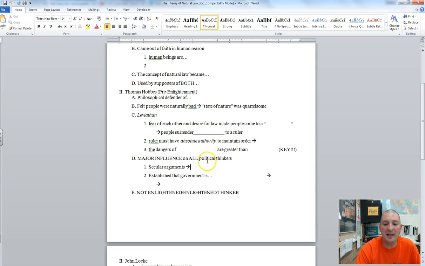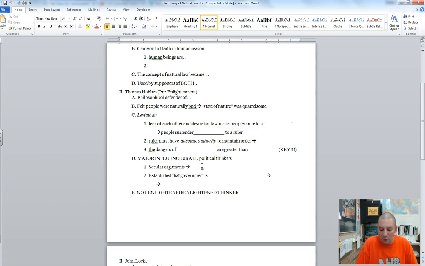And he is going to have a major influence on all political thinkers that come after him, regardless of whether they support democracy, absolutism, constitutionalism, whatever it is. He has an influence on all political thinkers. One of the big reasons for this is that he used secular arguments. He did not use divine right. He was using reason. And that's what was needed to justify government, not divine right. He established that government is man-made, that is made for man, by man.